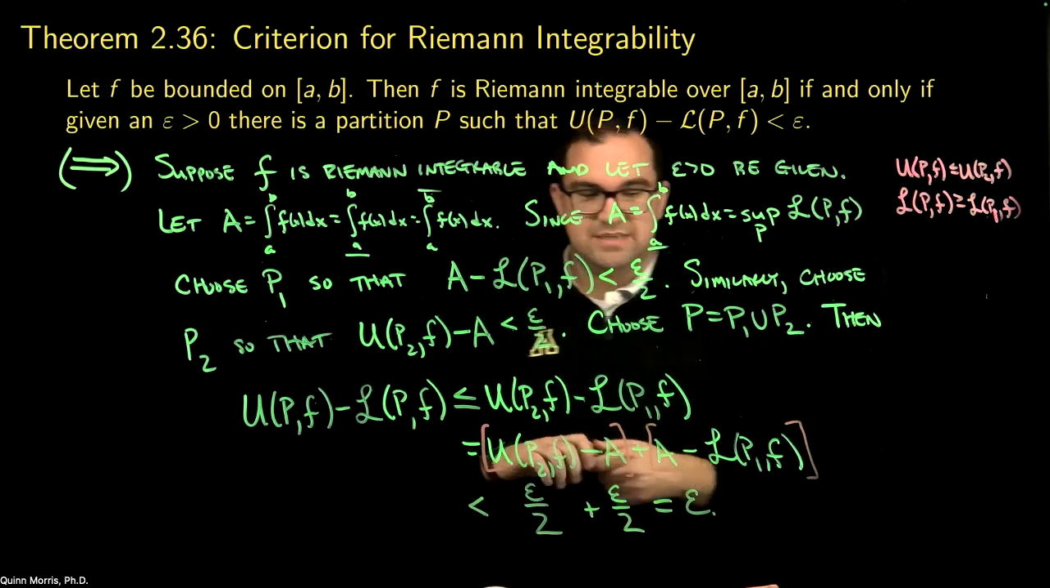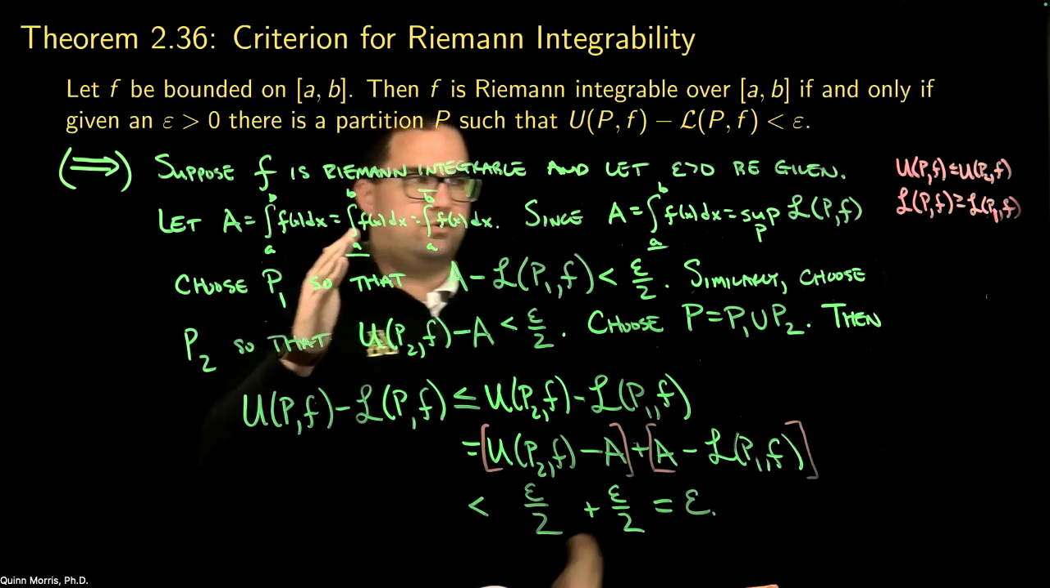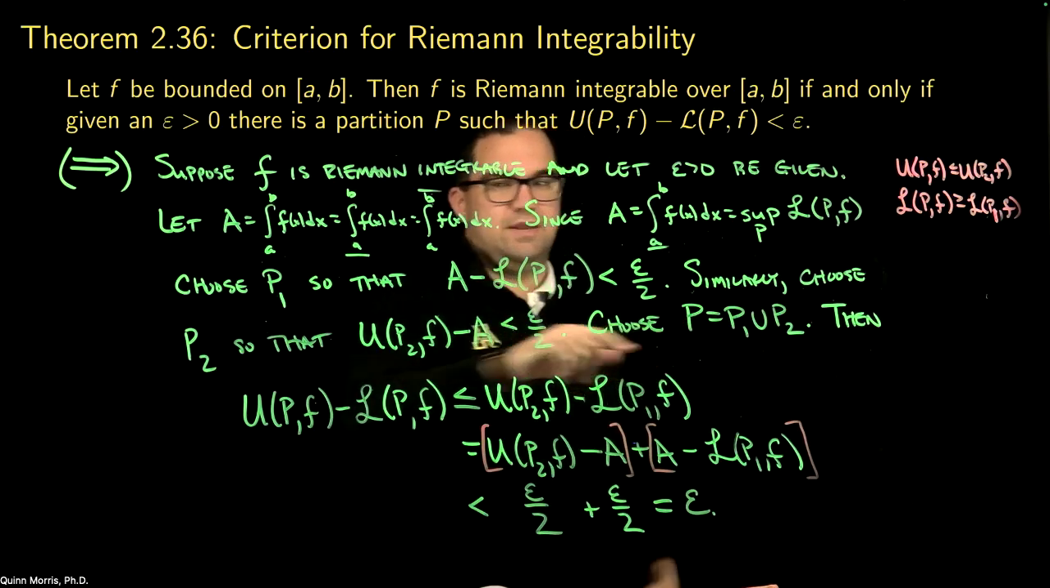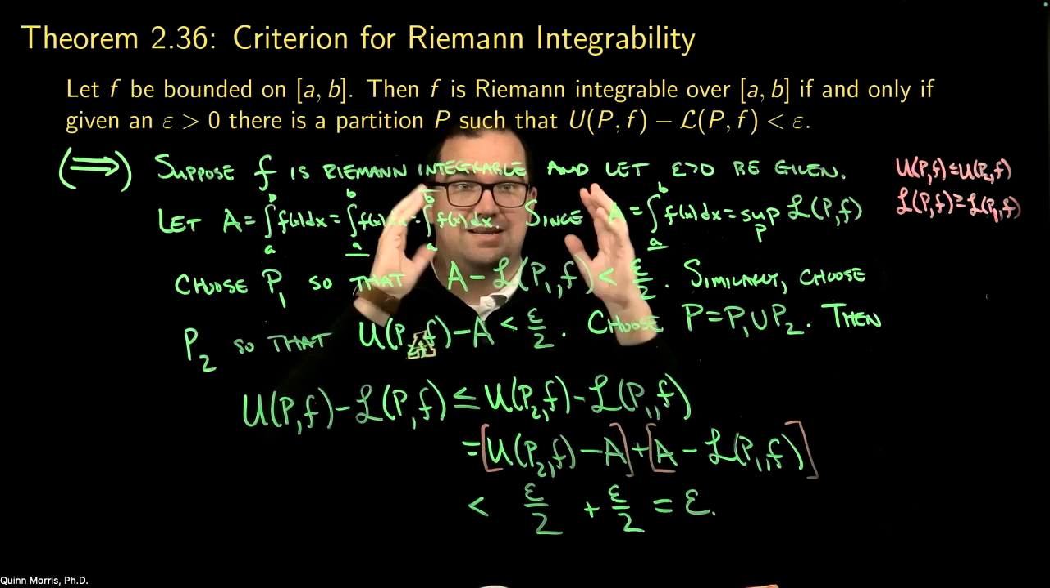So notice I have successfully proved the forward direction. I've shown that if I take a Riemann integrable function, I can always find this partition P. I've constructed it here by constructing this partition P1, this partition P2, and taking their common refinement to get P.